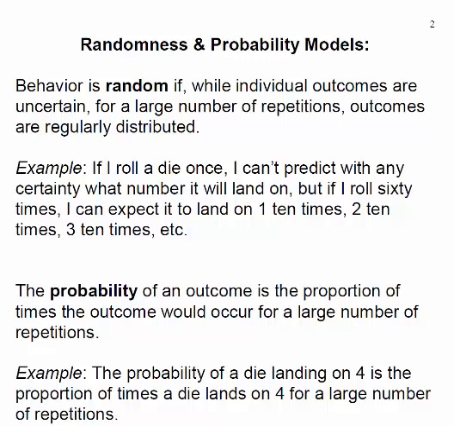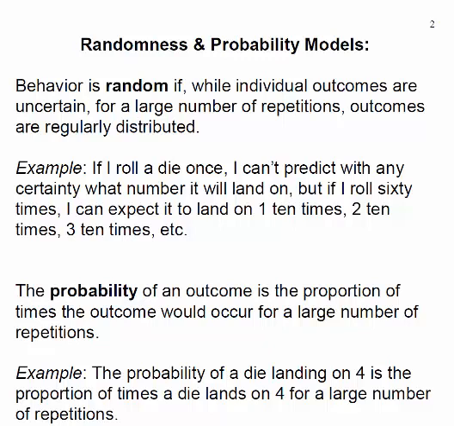The first thing we want to talk about is random behavior, and it's at the very beginning of this chapter. It's random if individual outcomes are uncertain. For a large number of repetitions, outcomes are regularly distributed. So kind of remember that. That large number of repetitions is very indicative of what random means. Okay, so over the long haul.